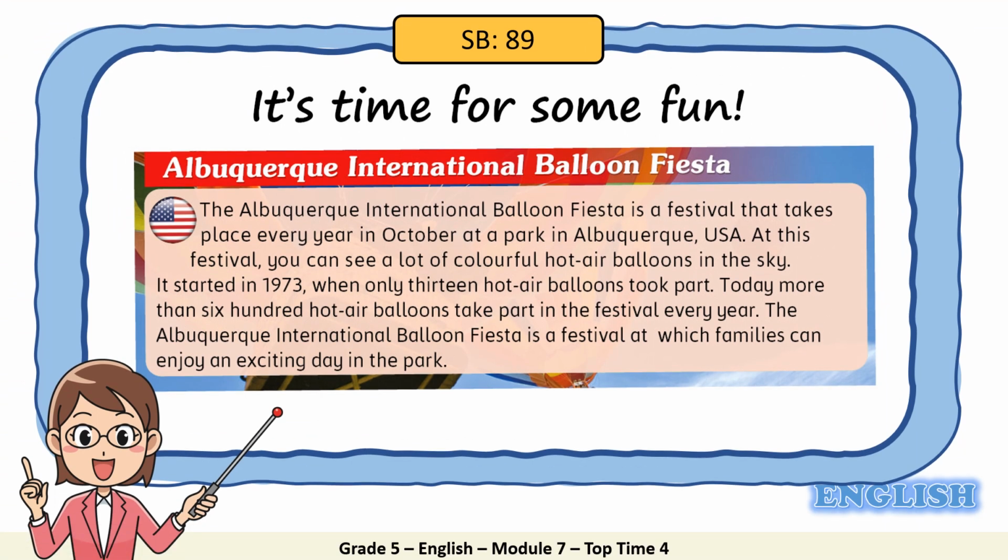Albuquerque International Balloon Fiesta. The Albuquerque International Balloon Fiesta is a festival that takes place every year in October at a park in Albuquerque, USA. At this festival, you can see a lot of colorful hot air balloons in the sky. It started in 1973, when only 13 hot air balloons took part. Today, more than 600 hot air balloons take part in the festival every year. The Albuquerque International Balloon Fiesta is a festival at which families can enjoy an exciting day in the park.